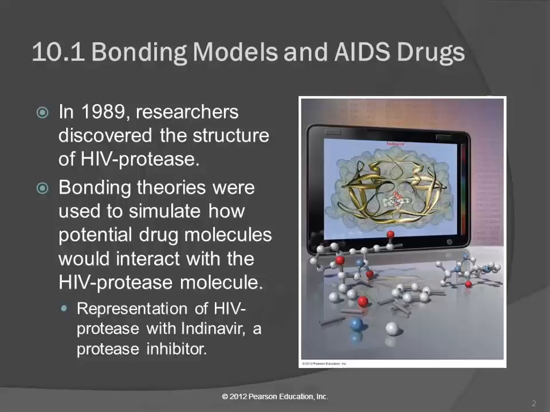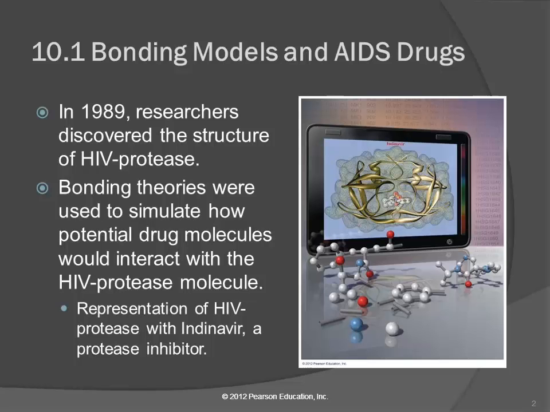Back in 1989, researchers discovered the structure of HIV protease. So HIV, we became aware of that in the early 80s, and they started doing research on it. And they were able to figure out the structure of it. This gold squiggly thing in here, that's HIV protease. In order for the HIV virus to reproduce, it has to have that protease. It's a type of enzyme.